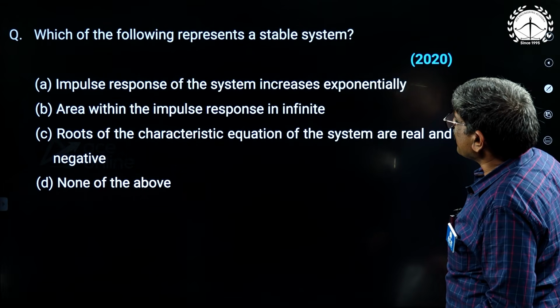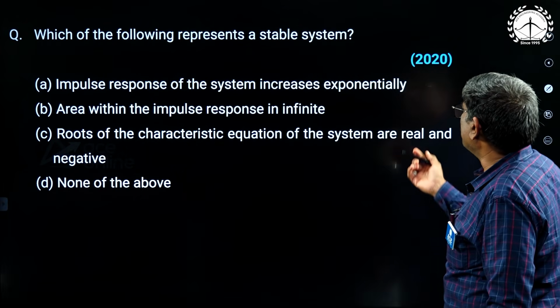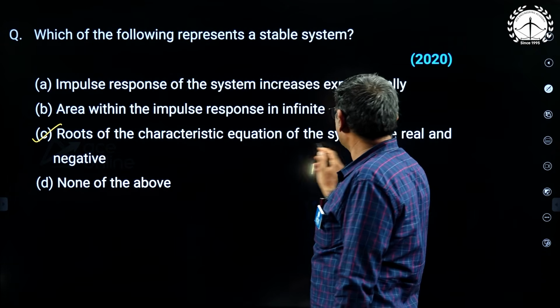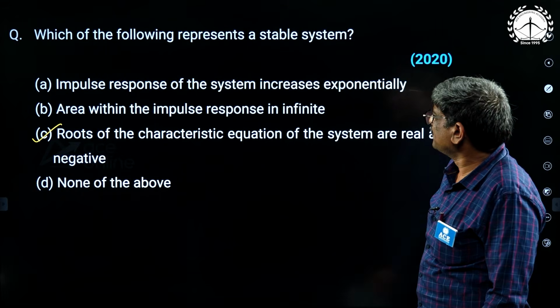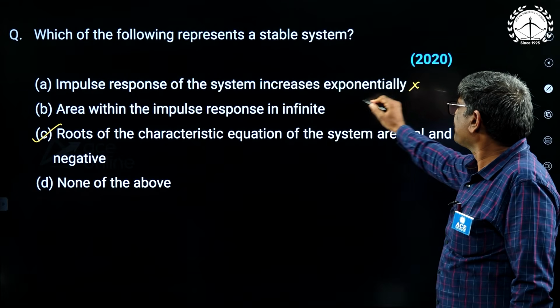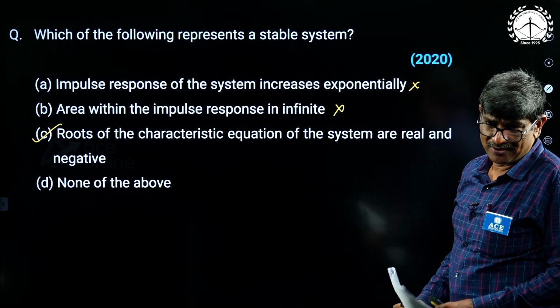Which one of the following systems is stable? Stable means roots must be real and negative. It should have negative roots, then the system is stable. Increase means wrong, infinite means wrong.